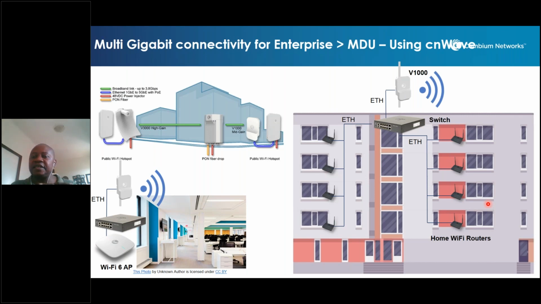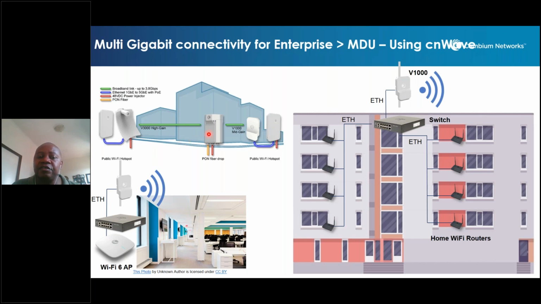This is something else we're seeing a lot, especially in places like Nairobi and Luanda in Angola: MDUs, multi-dwelling units, with lots of people staying in one building. How do you take connectivity to those houses in an MDU setup? This is one way where you can use the cnWave with the 60 gig. Remember, 60 gig, it's gigabit capacity. So one access point, the V5000, can do 15 gig of capacity with channel bonding.